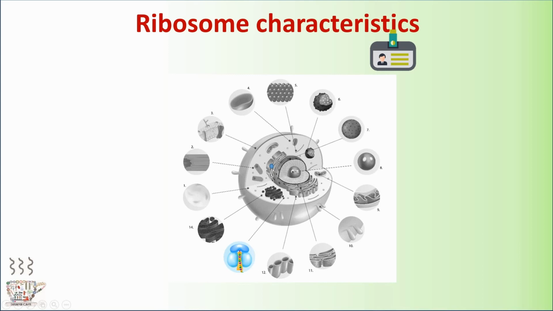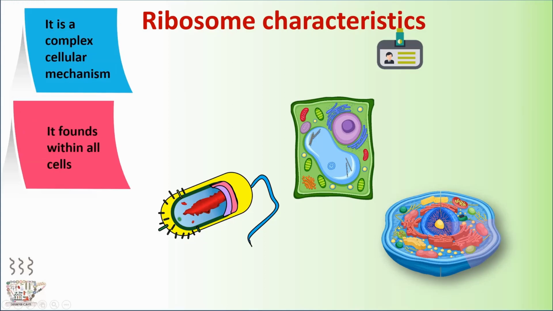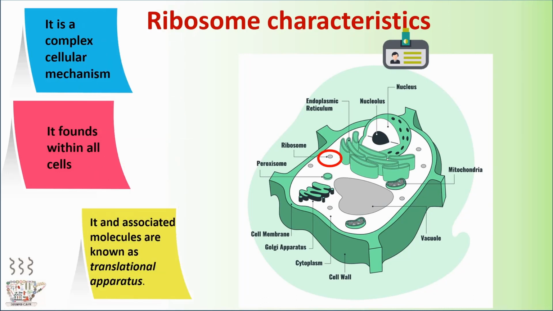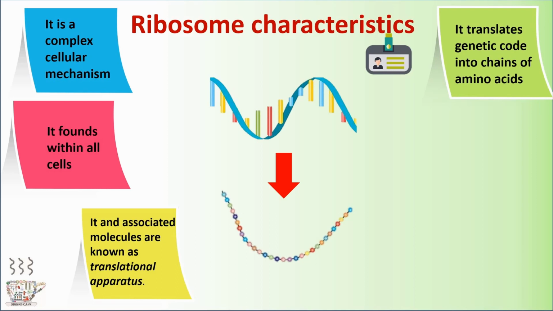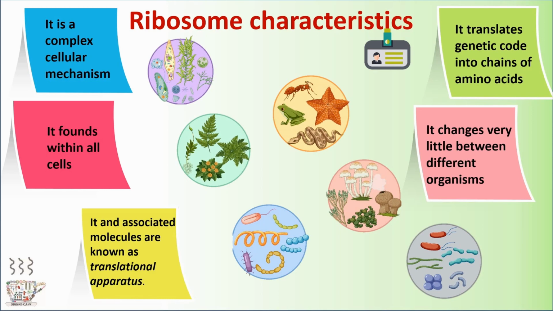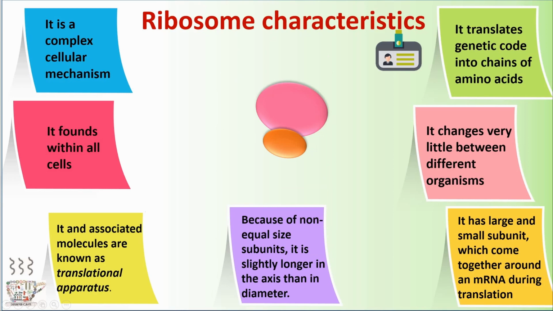Ribosome characteristics. It's a complex cellular mechanism. It's found within all cells. It and associated molecules are known as translational apparatus. It translates genetic code into chains of amino acids. It changes very little between different organisms. It has large and small subunits which come together around a mRNA during translation. Because of non-equal size subunits, it is slightly longer in the axis than its diameter.